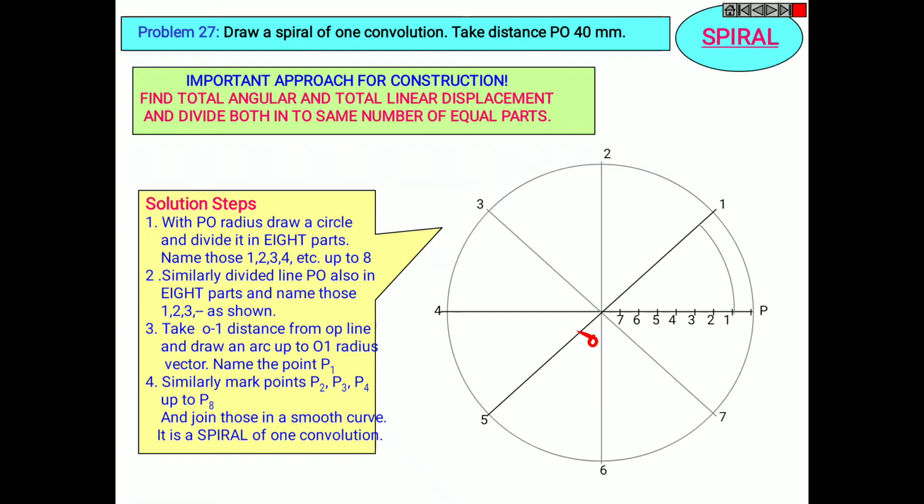Okay, from O to 1 as radius, draw the arc on the first line. Similarly, from O to 2 on the second line, O to 3 on the third, O to 4 on the fourth, O to 5 on the fifth, O to 6 on the sixth, O to 7 on the seventh line, and O to 8 is within there itself.